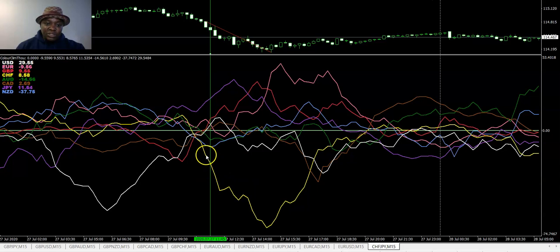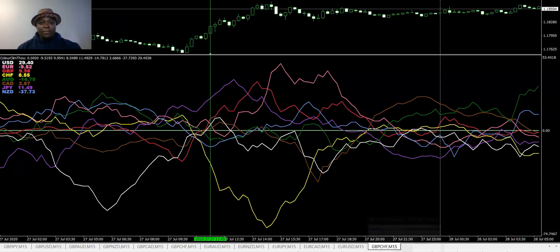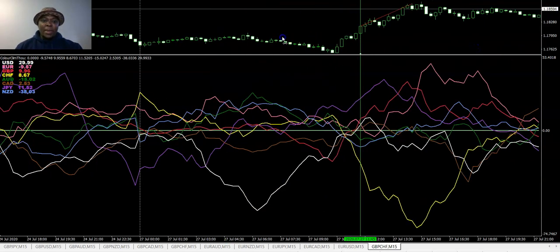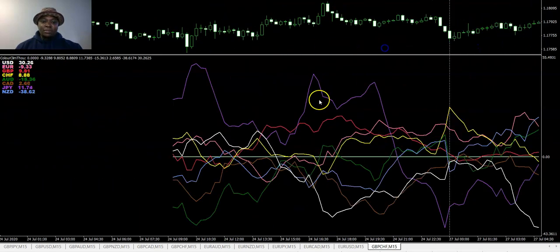GBP trading above the zero line, CHF trading below the zero line, and then you go and look at GBP CHF. Bam, you're supposed to buy GBP against CHF there, and the market continued to go up and you made some good pips right there. So I can go back and show you as many examples as I can.